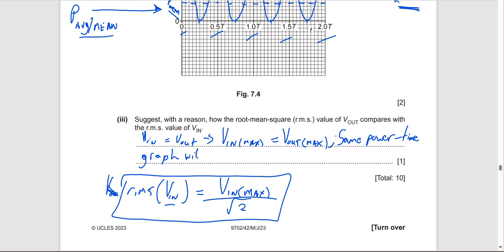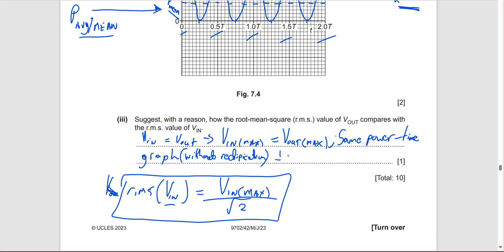Without rectification. Remember, we never rectified. Without rectification, you can include it or not.